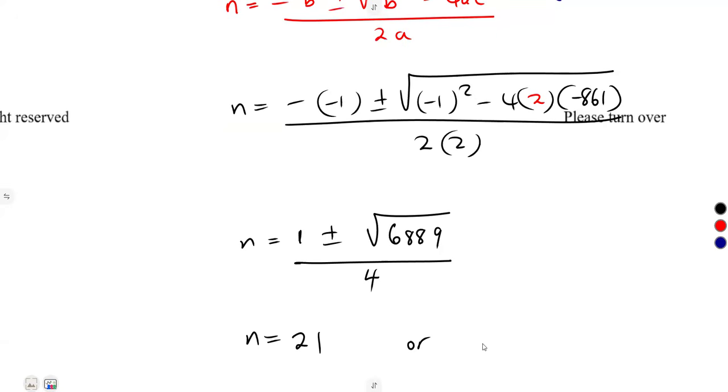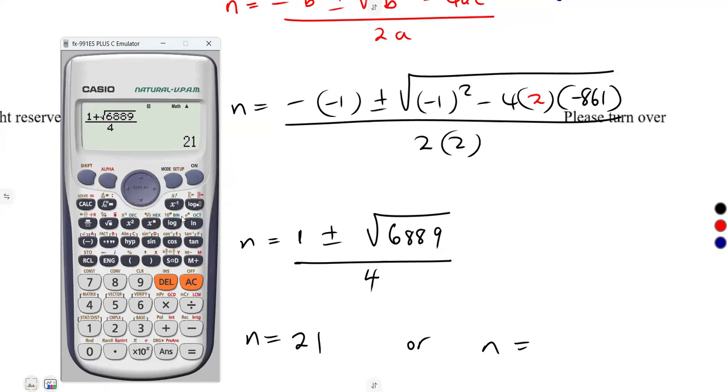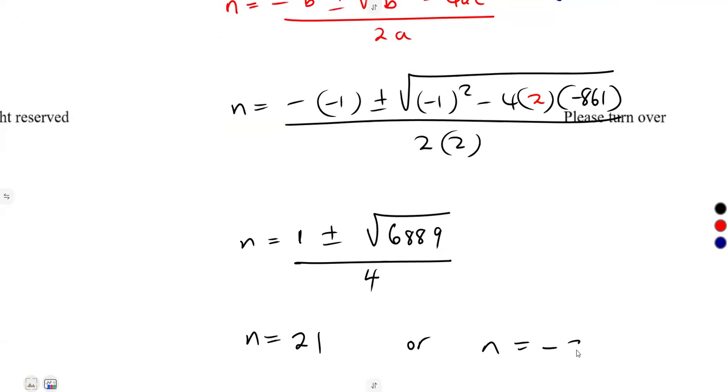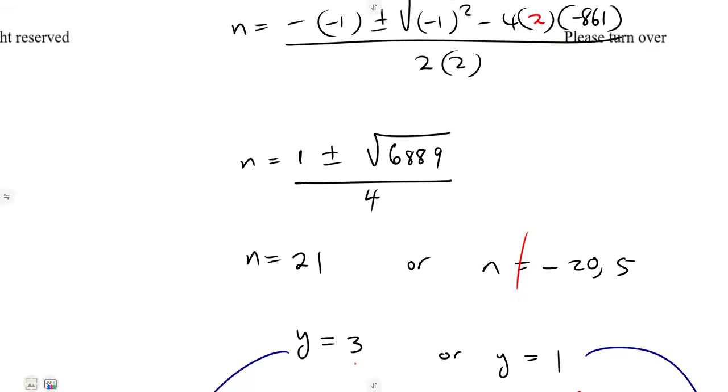So we've got 21, or n is equal to, let us put a negative here and see what we are going to obtain. That was going to be negative 20 and a half. All right, negative 20.5 as a decimal. All right, so actually n cannot be a negative. We talk about number of terms. So therefore, our n was going to be what? Our n was going to be a positive 21.